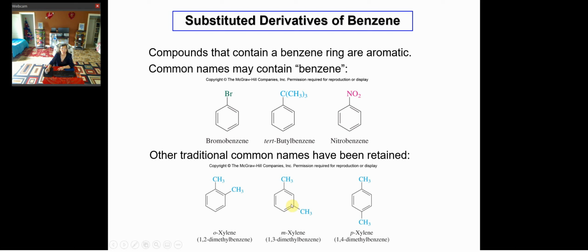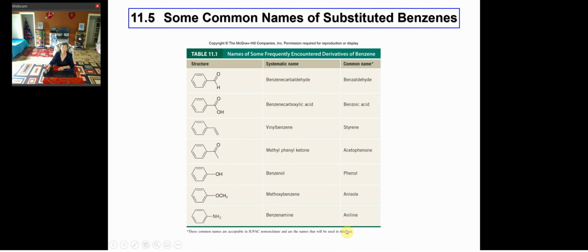If you have 1,3 substituents, you call it m-xylene. m represents meta. Make sure you use an italic, smaller m. This second molecule is 1,3-dimethylbenzene. This molecule is also called m-xylene, or meta-xylene. If you have 1,4-dimethylbenzene, this molecule is called p-xylene, para-xylene. 1,2, 1,3, 1,4 substituents: you can also call them ortho, meta, and para.